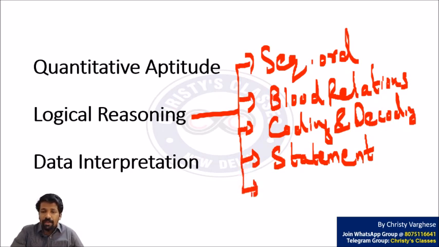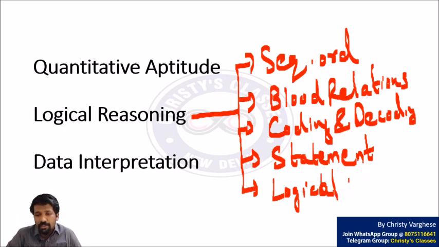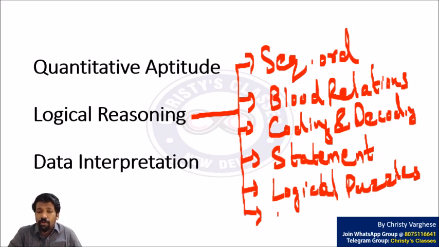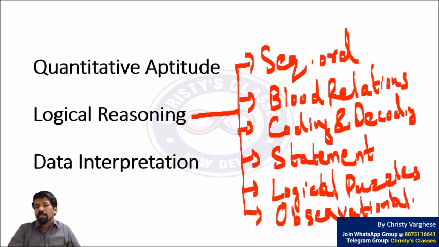And logical puzzles can be asked. Logical puzzles are like a broader area. Many things can come under this. Logical puzzles also include observational skill or observational ability problems. Due to the number of questions, I may take it as two different lectures, logical puzzles and observational ability. So these are the major types of question in logical reasoning.